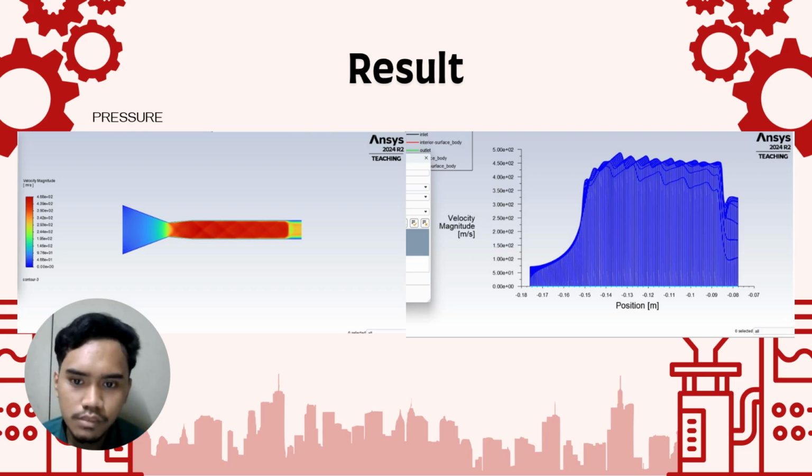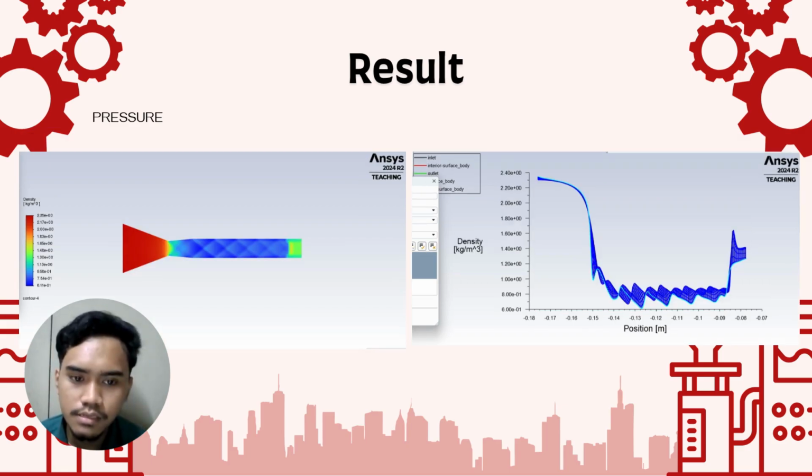Okay, we're moving on to the result of the velocity. As we can see, this is the opposite of the pressure because the relation of the pressure and the velocity is going to be opposite. So as we can see, the throat has the velocity magnitude of 293 meters per second.